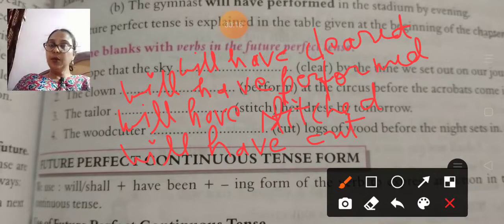This is exercise number D, page number 111. And tomorrow we are going to discuss future perfect tense. On the basis of that, we have completed this exercise, but we will discuss in detail tomorrow. So I hope you have understood the concept of future continuous tense, in which we have used will be and shall be with verb plus ing.